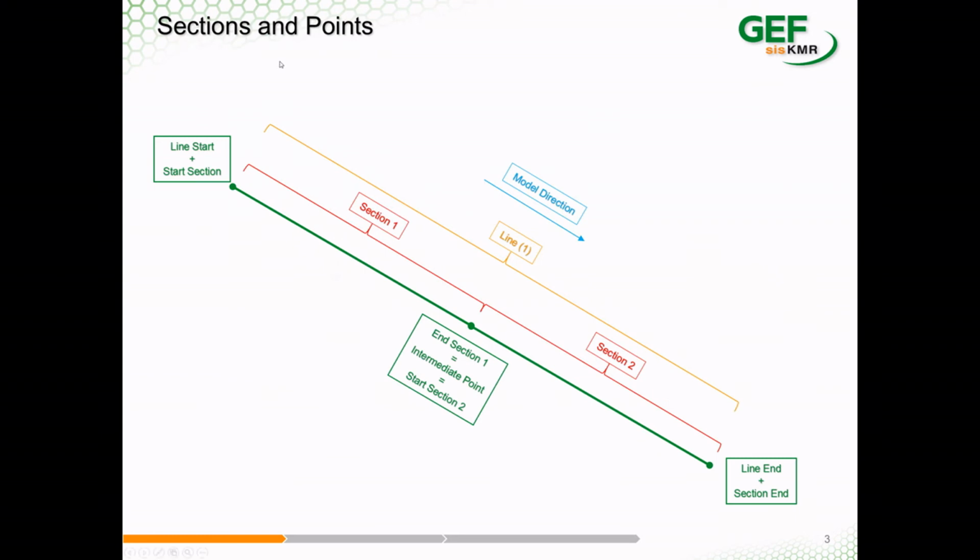To make it more clear, here you can see sections and points distinguished. We have the model direction going from upper left to lower right. And you see we have a point here at the beginning of the line start, and a point here in the middle, which connects the two sections, section 1 and section 2. The sum of the sections makes a line, and at either the beginning, end, or node is a point.